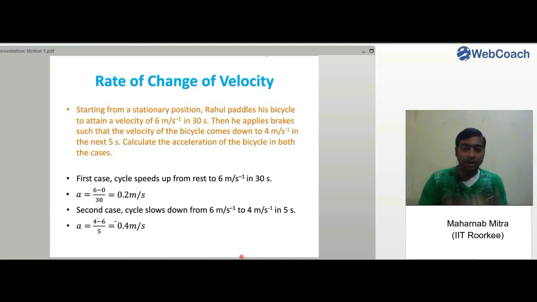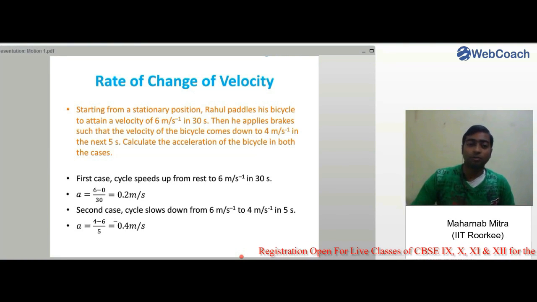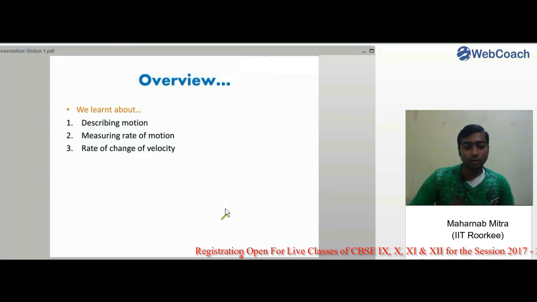So you can see here positive acceleration means speeding up, negative acceleration means slowing down, and you can also try and find out that zero acceleration means uniform motion, or the speed does not change, because the initial velocity and the final velocity will be the same to give the answer as zero acceleration. So zero acceleration means uniform motion, and any other value of acceleration means non-uniform motion, either speeding up or slowing down.